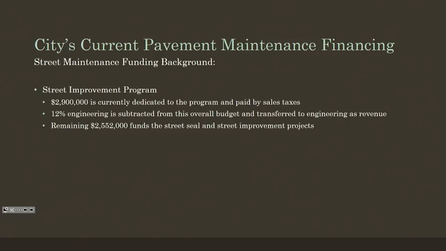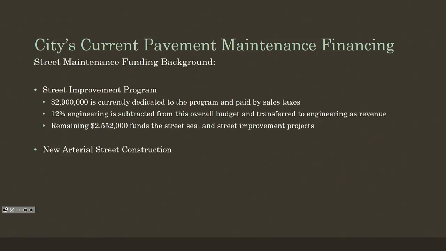The difference between the 2 programs: your street seal, that's the chip seal that's been going around town right now. We do patching and crack sealing with that. Street improvement is the more detailed sort of thing where we'll mill and overlay or we do cement stabilization. Those are the major street rehabilitation projects.